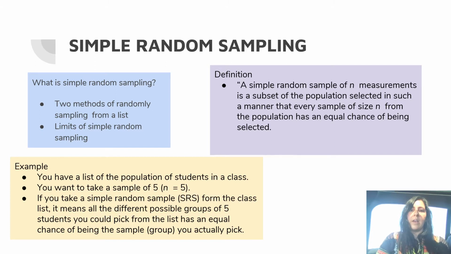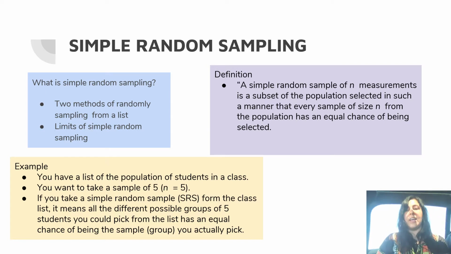Okay, so now we're going to start going through different methods of sampling. First we're going to look at simple random sampling. We're going to go through two different methods of simple random sampling, but first we're going to look at what simple random sampling is, and then further on we're going to go through some limitations that simple random sampling actually has.